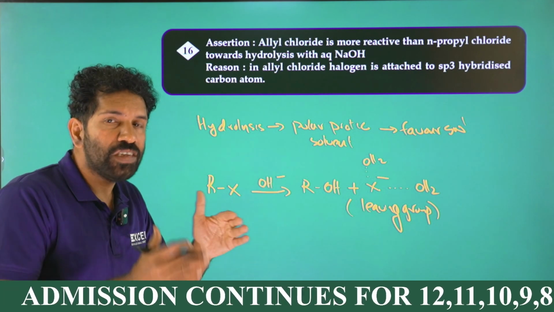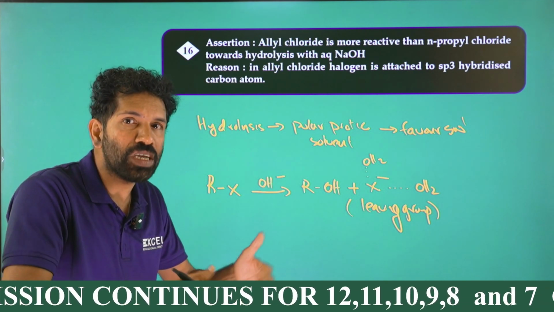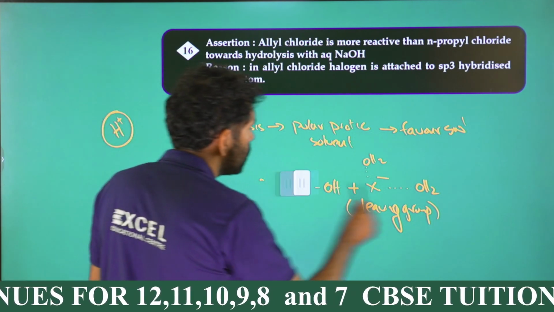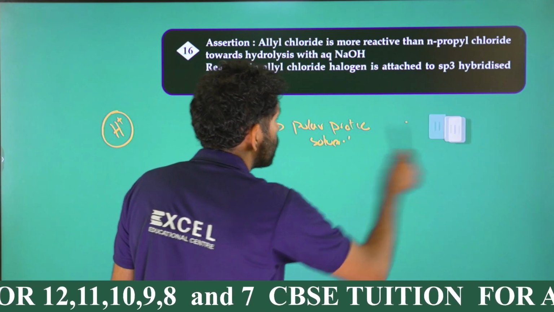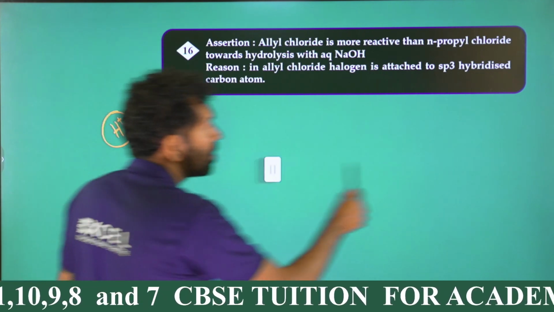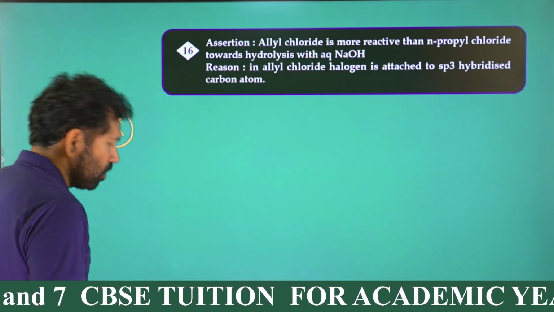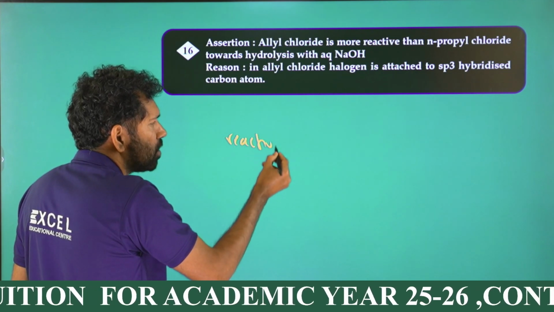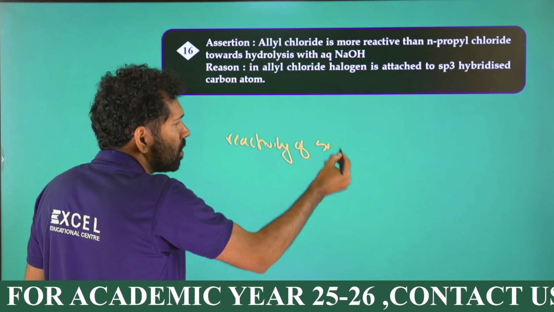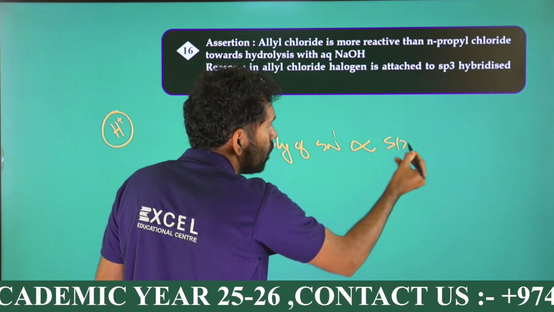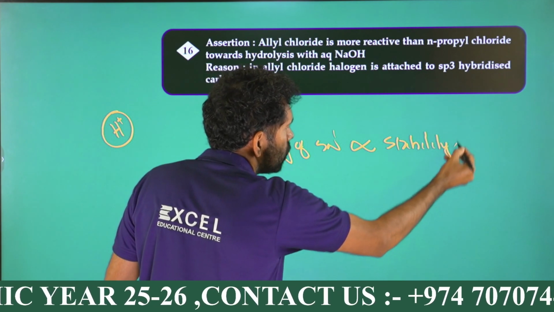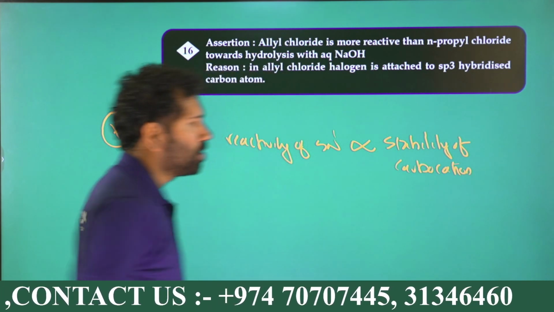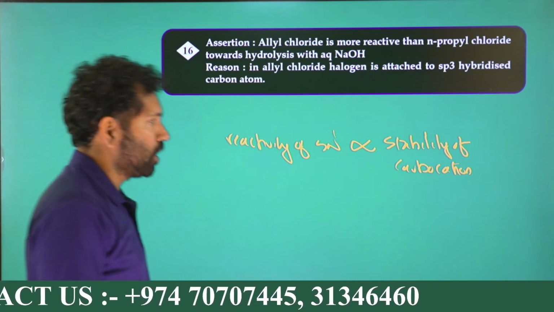Now, which is more reactive towards SN1? We are talking about the order of reactivity. What is the order of reactivity of SN1 reaction? Students, remember, the reactivity in SN1 is directly proportional to the stability of carbocation. That's very, very important. Stability of carbocation. Got it?